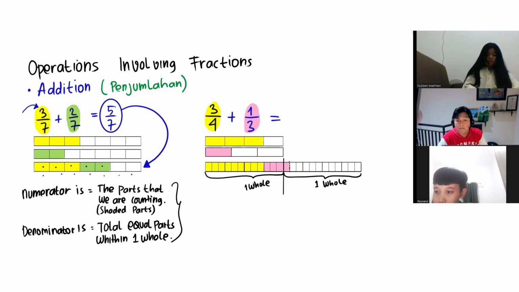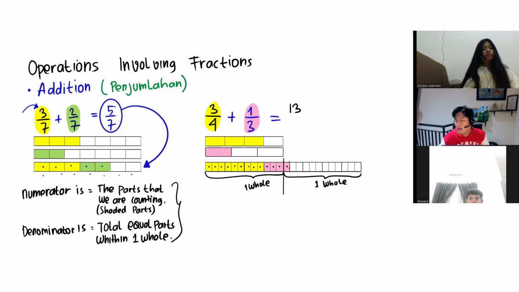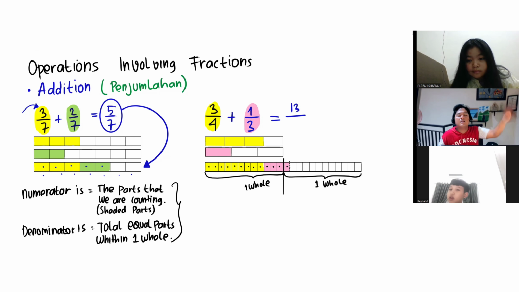How many parts are shaded here, Raynan? Could you please help Cheetah? 13. Is that 13? 1, 2, 3, 4, 11, 12, and 13. I love that. That is the definition of numerator, the parts that we are counting. So that is equal to 13. What about the denominator there? What is the denominator here? The total equal parts within one whole.